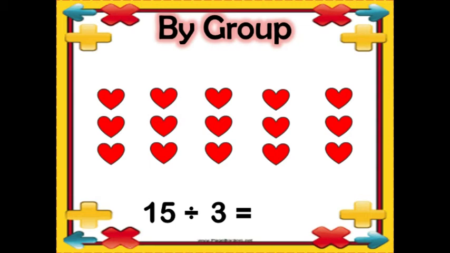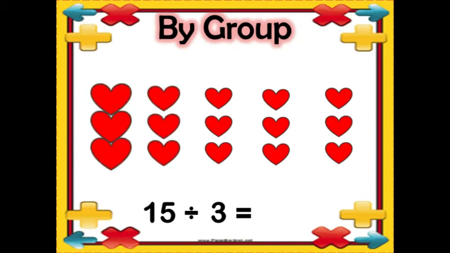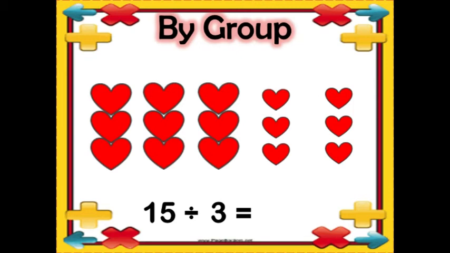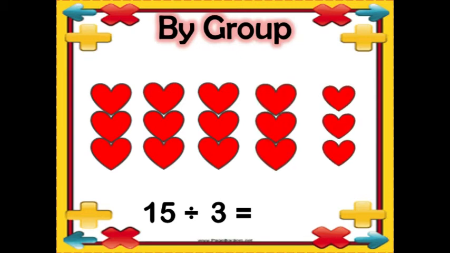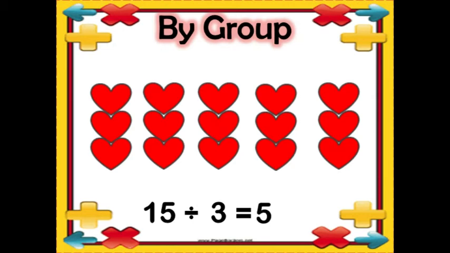After that, all we have to do is count how many groups do we have here. So let's count. We have 1, 2, 3, 4, 5. So we have here 5 groups of hearts. So we are just going to write number 5. So 15 divided by 3 is equal to 5. So that is how division can be shown in groups.